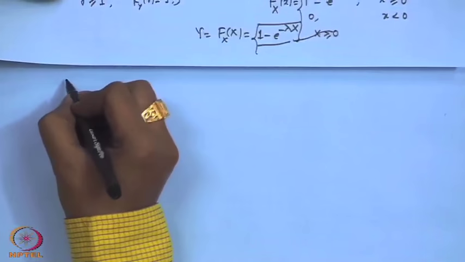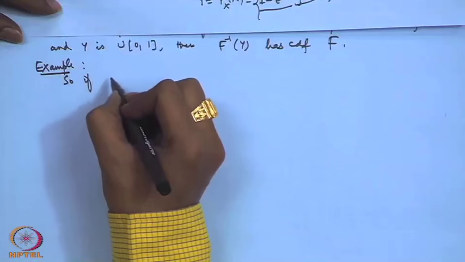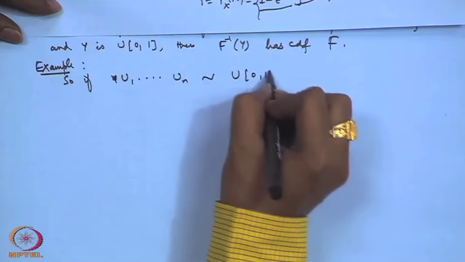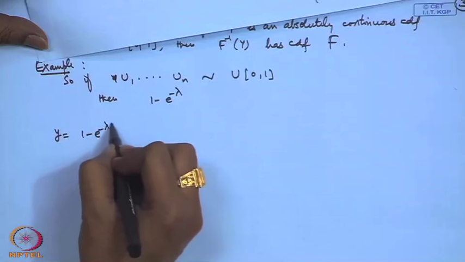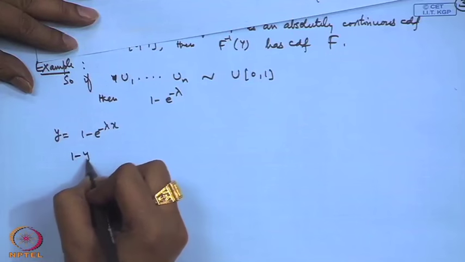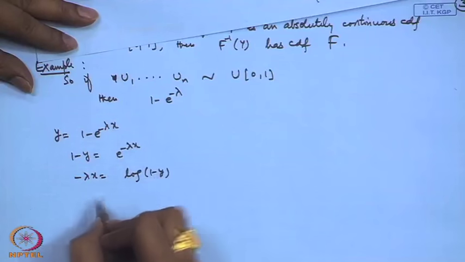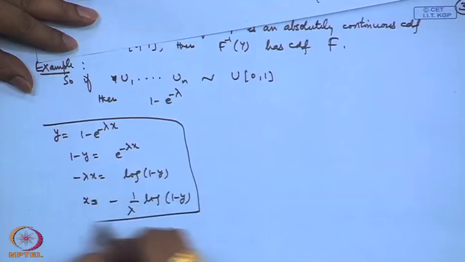Let us consider this example of the exponential distribution. Say U1, U2, ..., Un is a random sample from uniform(0, 1), and consider 1 minus e to the power minus lambda x. You calculate the inverse of this. If I write y is equal to 1 minus e to the power minus lambda x, this is F. So, 1 minus y is equal to e to the power minus lambda x. So, minus lambda x is equal to log of 1 minus y. So, x is equal to minus 1 by lambda log of 1 minus y. So, this is the inverse of this.